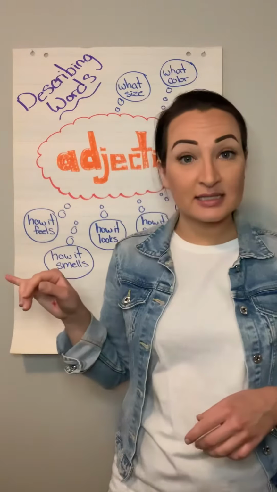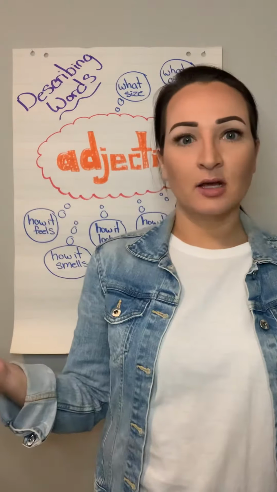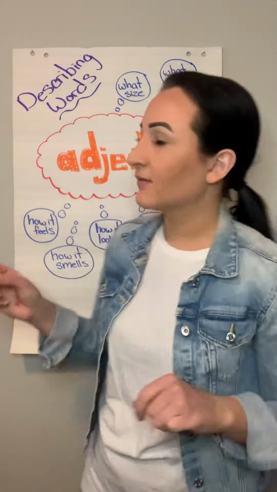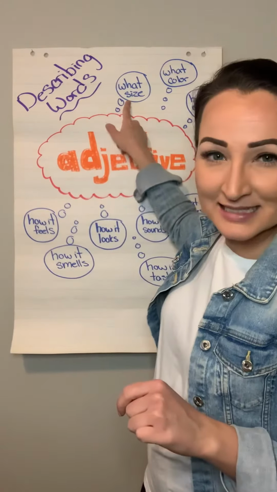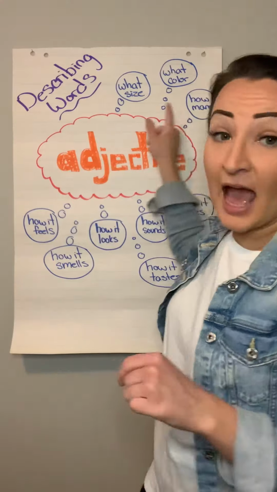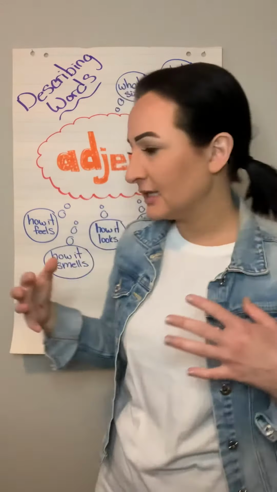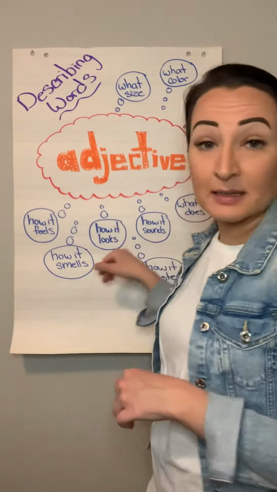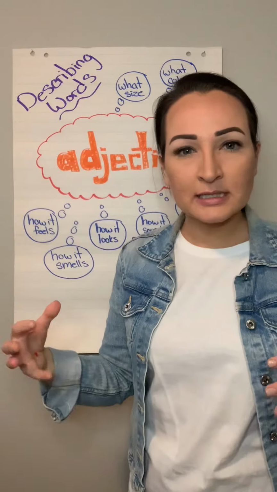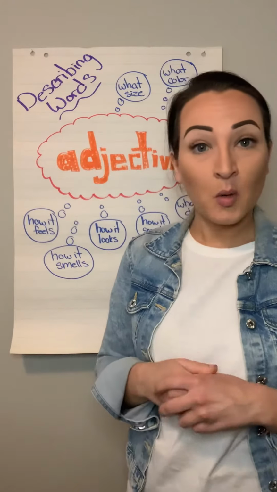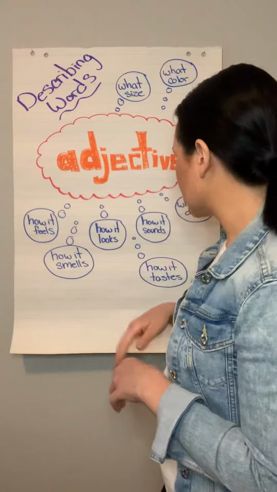How it looks. So what does it look like? And you can use some really specific words for that, like what size is it? What color is it? How many are there? So what are you seeing? How something sounds. So is it loud, noisy? Is it a fire truck siren? What are you describing in your first personal story?